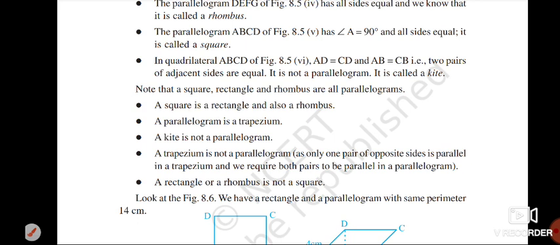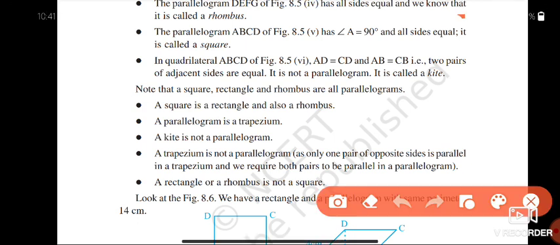Now in other notes it is given that a square, rectangle and rhombus are all parallelograms. Then next, a square is a rectangle and also a rhombus, because a square satisfies the property of a rectangle and also of a rhombus. So a square can be a rectangle and also a rhombus. But the vice versa statement is not true. Let us come to the vice versa statement.